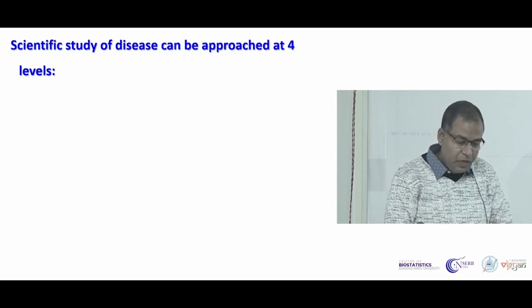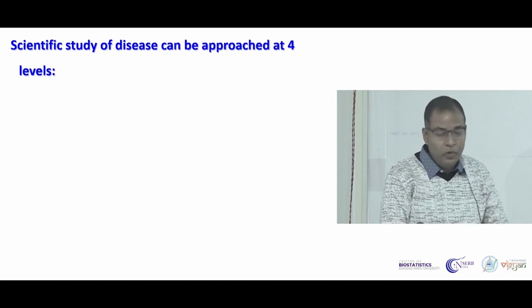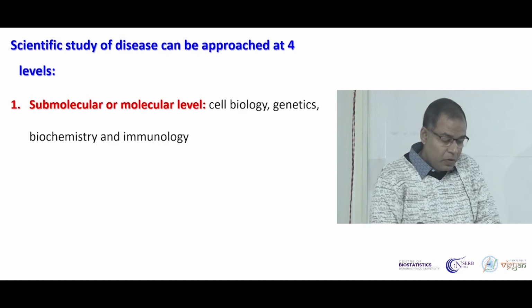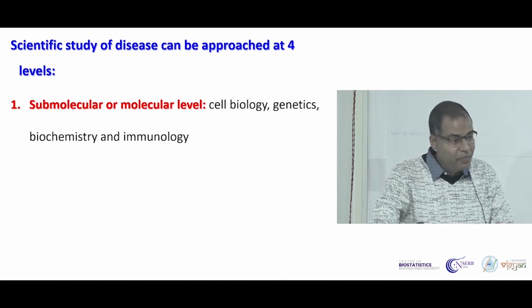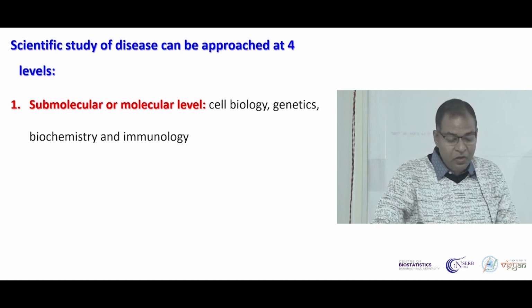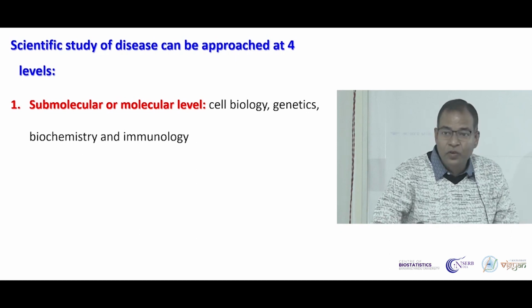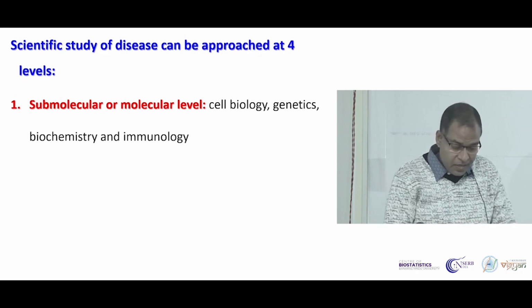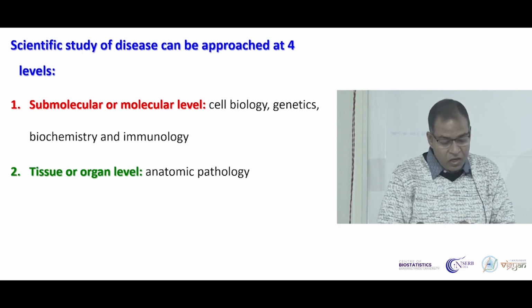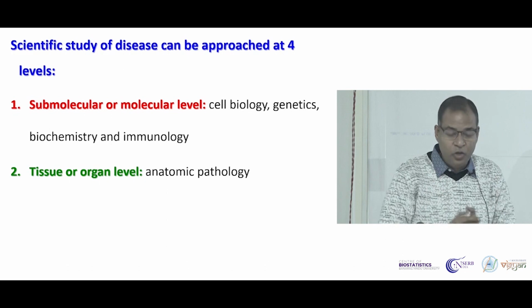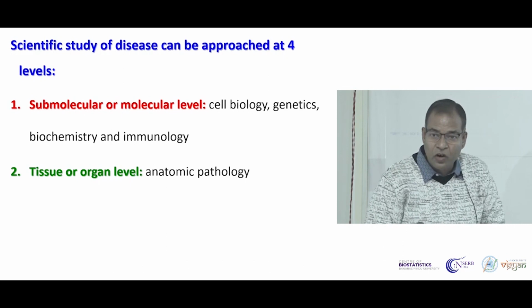Now, if we think about our scientific studies, they can be approached at four different levels. One is the submolecular or molecular level. Cell biology, genetics, biochemistry, pathology, immunology are all involved with this; they act on the submolecular or molecular level. Next is the tissue level or the organ level. The people of anatomy and anatomic pathology work on the tissue or organ level.